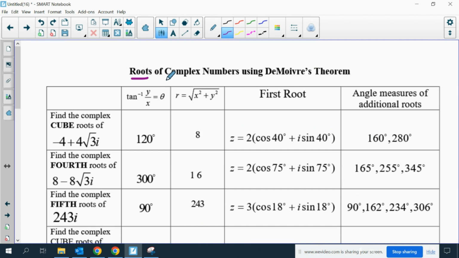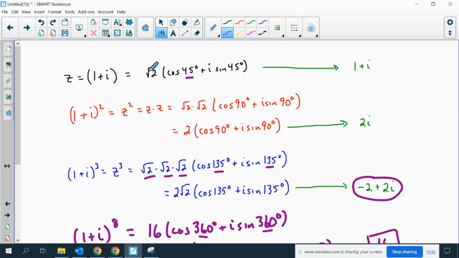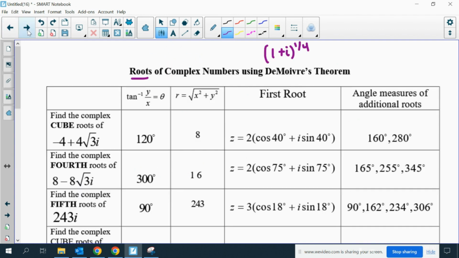Now, if I did roots, that's like saying 1 plus i or something to the 1/4 or 1/5 or whatever. So that's kind of the same concept, and a similar concept applies. So what happens is I'm going to take this number to the 1 over n, and then I'm going to divide the angles.